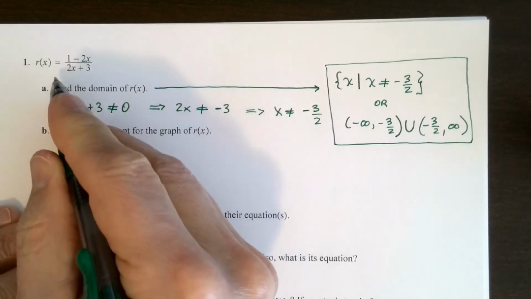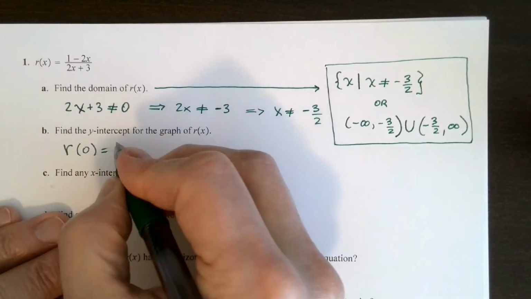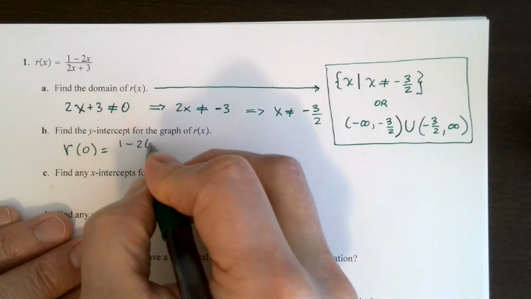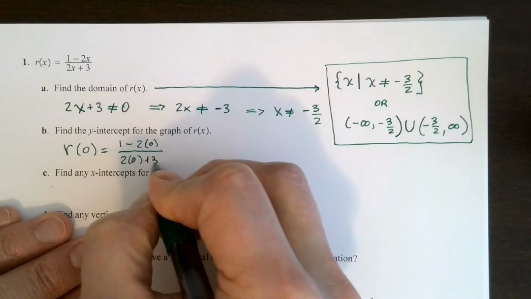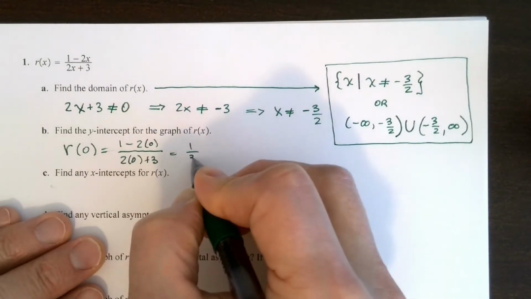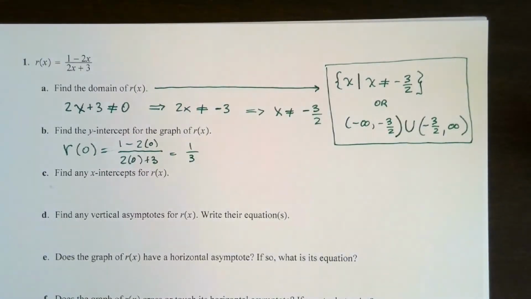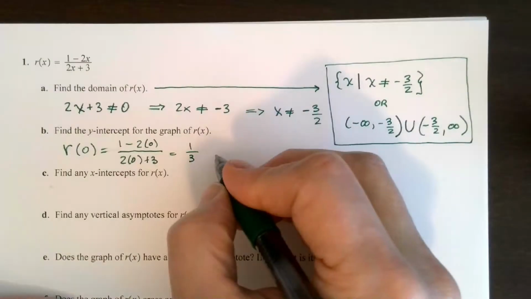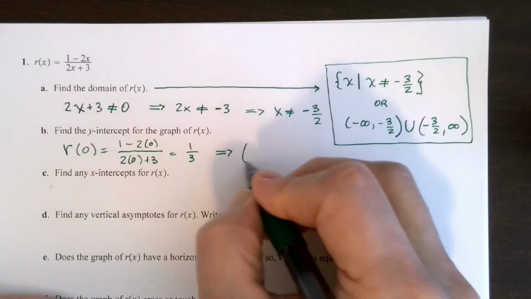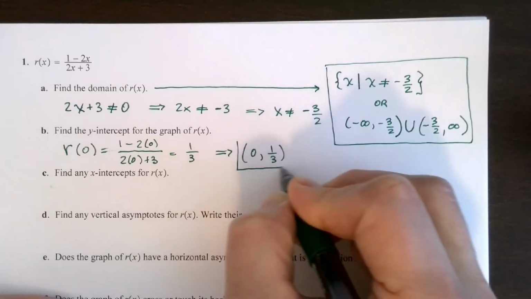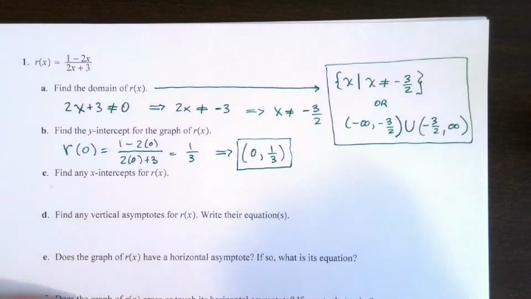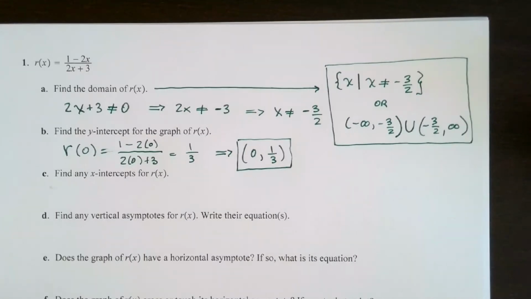So I'm going to plug in x equals 0 here, get 1 minus 2 times 0 over 2 times 0 plus 3, and that comes out to be 1/3. So you can say the y-intercept is 1/3. I usually say it is (0, 1/3), right? It's a point on the y-axis. So there's our y-intercept.